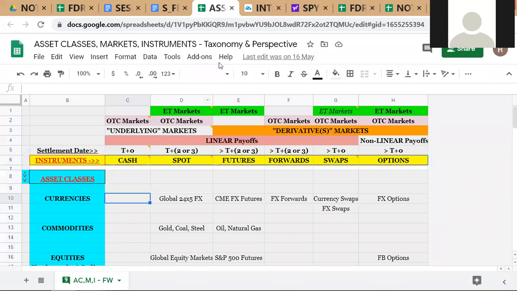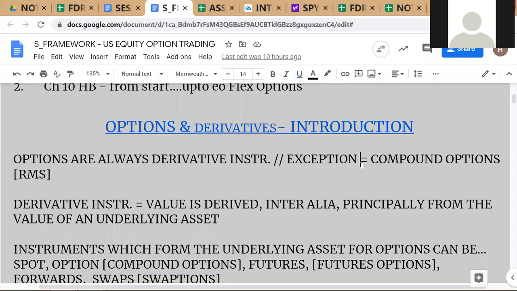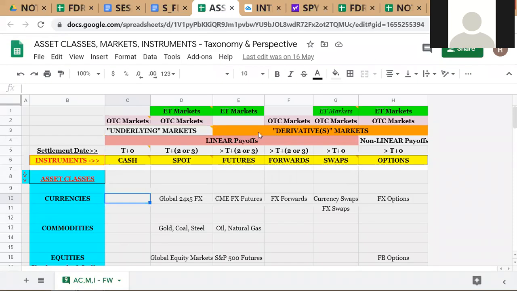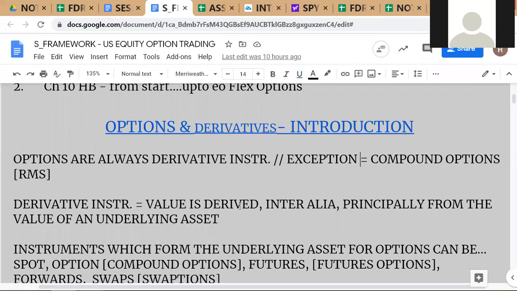So underlying markets are also called cash markets, when contrasted with derivative markets. Okay, so this is one interesting distinction that we have. And so the options, as you can see, are derivative markets in general, but we will see there's one exception. So options are generally derivative products. They will be derivative products even when the underlying is also an option. The option is at least a derivative product. So the option is always at least a derivative product. Now, that's why I said options are always derivative instruments. There's an exception.